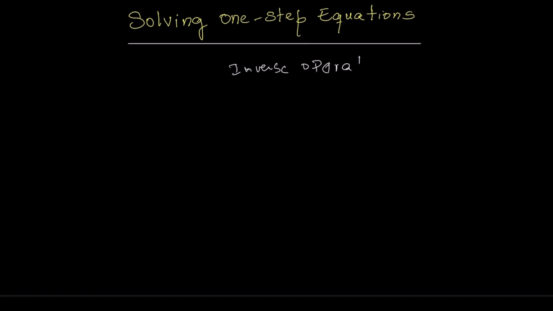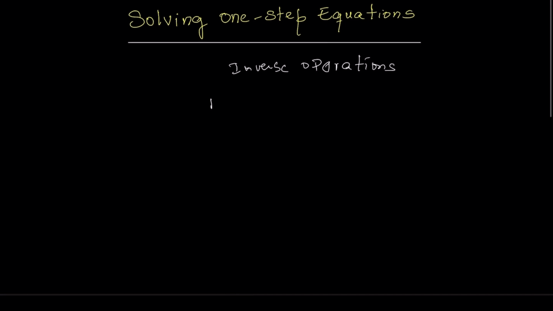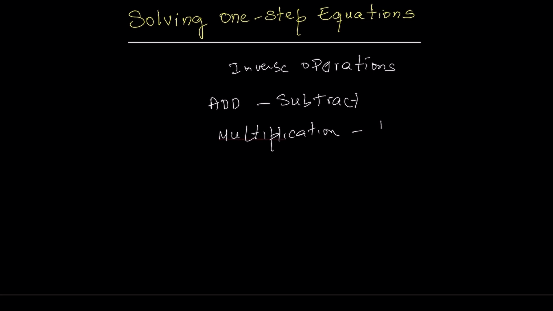Inverse operations are math operations that undo each other. Addition, subtraction, multiplication, division. We use these to isolate the variable, usually x or y, and find its value.